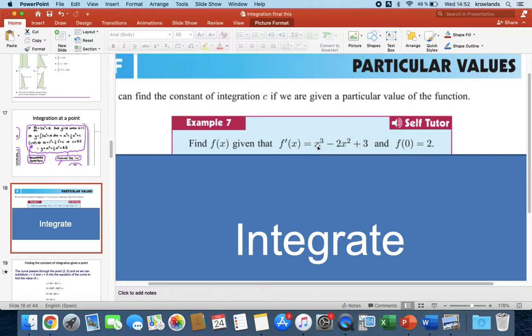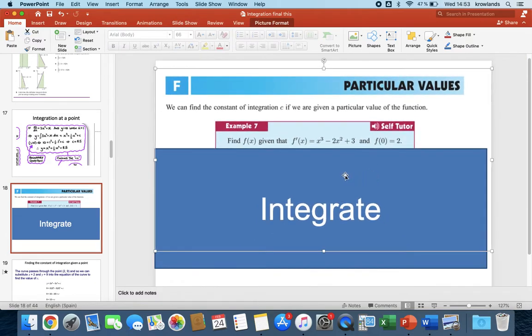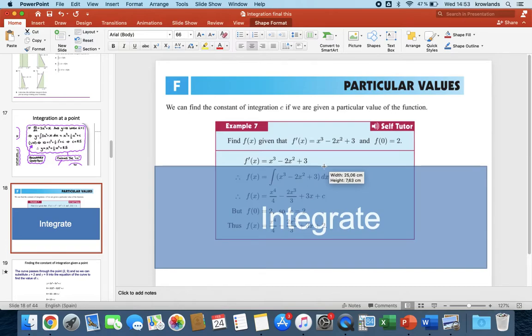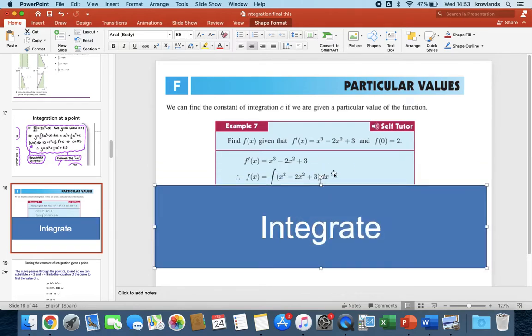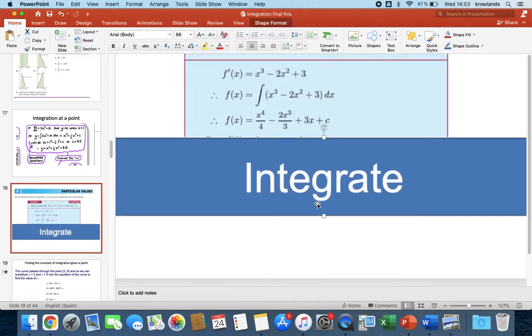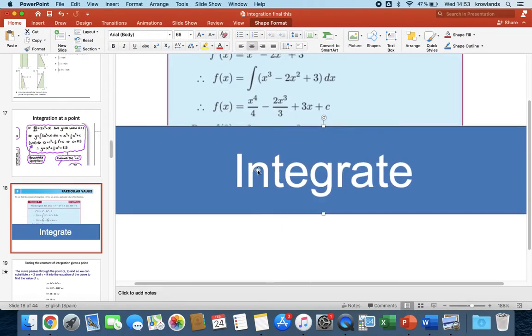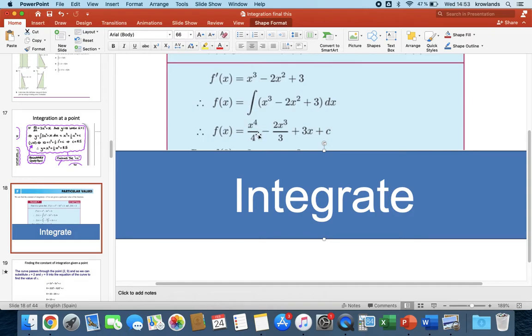Excellent. You should have done add 1 to the power, x to the power of 4 divided by 4. This one then you add 1 to the power, so it becomes to the power of 3 and then divide by 3. This one, because there's no x with it, you just add an x to it. This should just be a recap. So our answer is going to be the following. x to the power of 4 divided by 4. This has been integrated. Minus 2x, add 1 to the power of 3 divided by 3, divided by the new power, plus 3x plus the c.